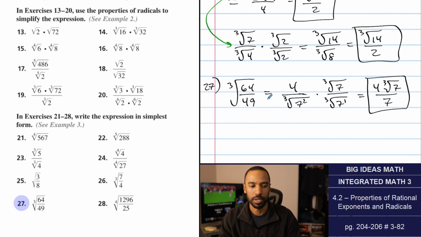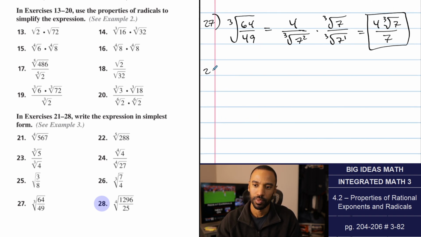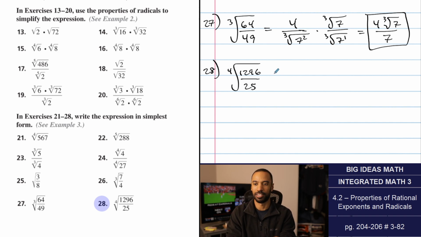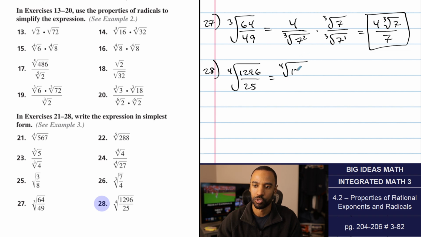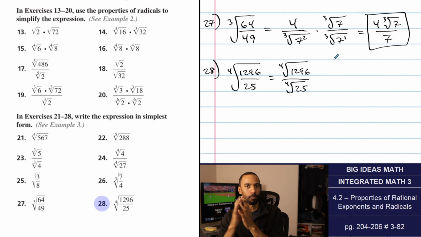All right, so that'll be it for number 27. And number 28, they're probably throwing one of those in there for us as well. Maybe 1296 is a perfect cube. Oh, it's a perfect fourth power value. Sorry, it's perfect fourth power. 1296 over 25. Let's first write this. It's the fourth root of 1296 over fourth root of 25. And I don't have ways of making this smaller for you without you kind of practicing some things.